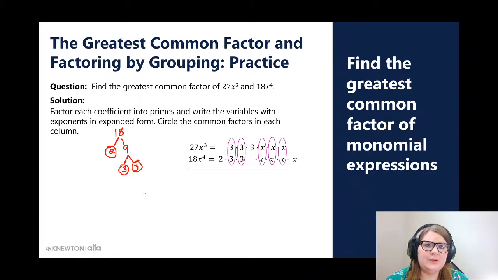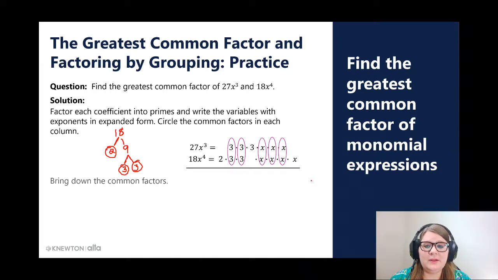Now, you're going to notice that I have lined these up so that the numbers that are shared are vertically aligned. So, for example, there was no 2 in the 27, so that spot is blank. But there are shared 3s in both. There are also shared x's, and I've circled each pair of things that are shared.